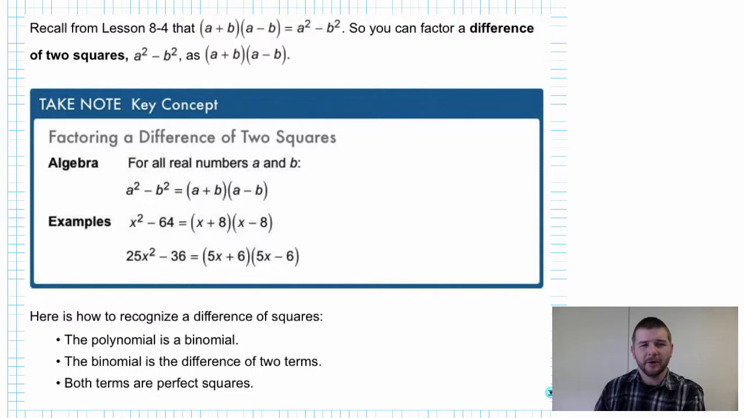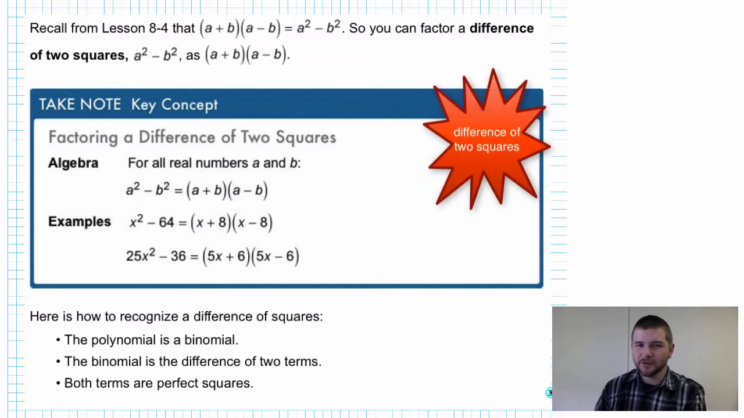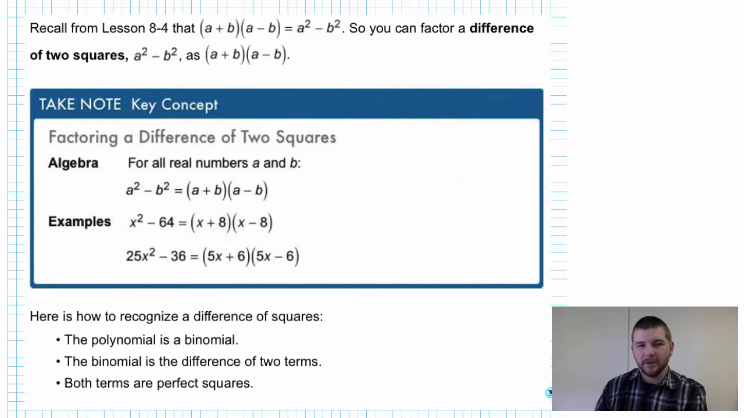Recall from lesson 8.4 that the binomials a plus b times a minus b equals a squared minus b squared. So you can factor a difference of two squares, a squared minus b squared, as a plus b times a minus b. This is really just working in the opposite direction from what we saw in an earlier section. And here's that information in a key concept box.